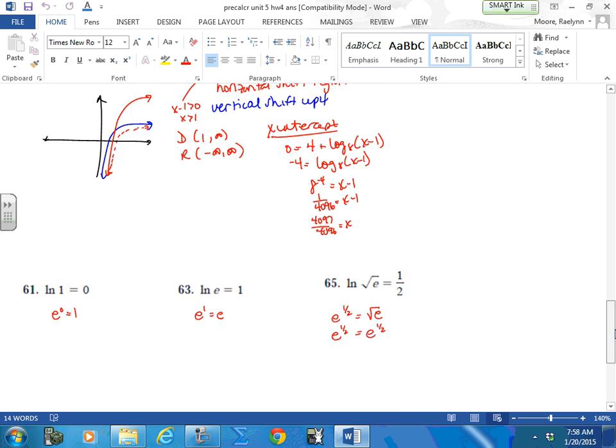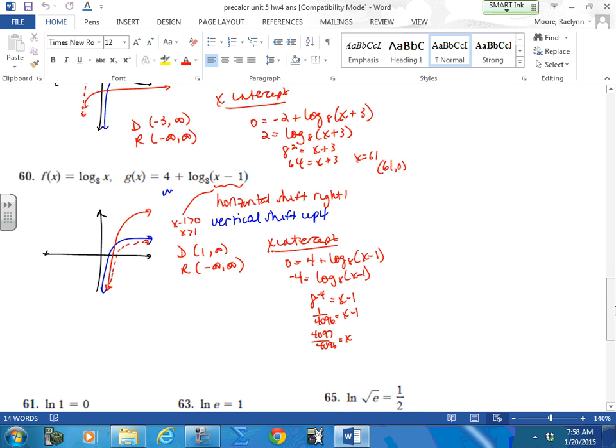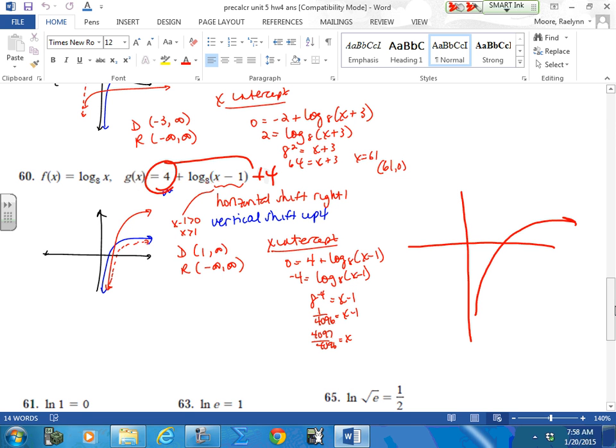Okay, and your last one. Again, if it helps, pull this over here, plus 4. If you don't have this down, I want you to do this without your calculator. Okay, let's start. Here's your basic log graph. I don't care what base it is, basic log graph. What am I doing first? Horizontal shift, right 1. So I'm taking this 1, 0, I'm moving it to 2, 0.